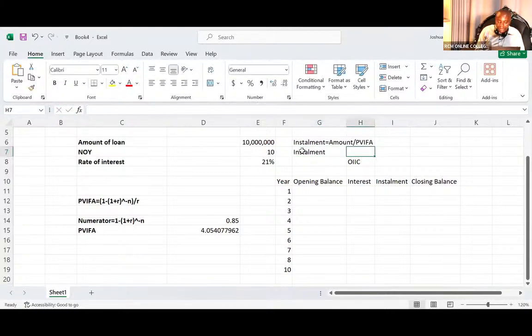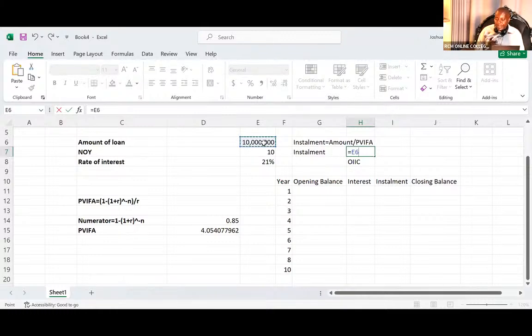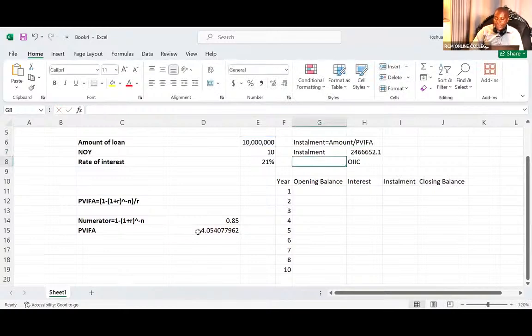So my installment, I'm saying my installment, so I have to say equals. Then I pick the amount. Divide this by PV-FA. You can come and type this figure here, the whole of it, or you simply come and pick it. You divide by PV-FA, and then you enter like that. So you're getting the installment every year. This guy will be paying an installment of 246 and something. Rounding off errors could be there.